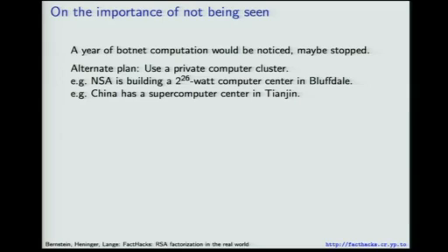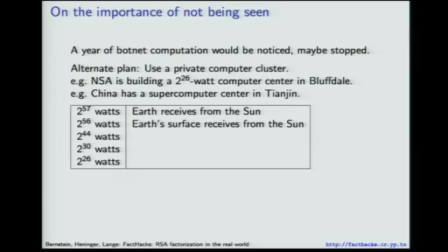So what is NSA doing with 2 to the 26 watts? Or maybe even with more watts? You shouldn't actually think that 2 to the 26 is such a big number. Here's a little table. 2 to the 57, admittedly, is pushing it a little bit. This is the total power that the Earth gets from the sun, of which about half gets to the Earth's surface. 2 to the 44 is the amount the human race is using right now.